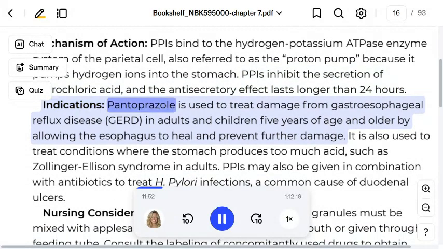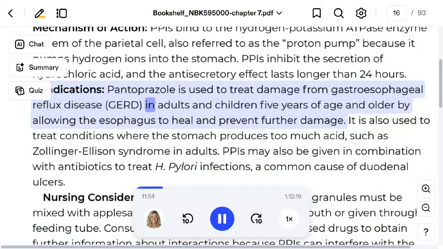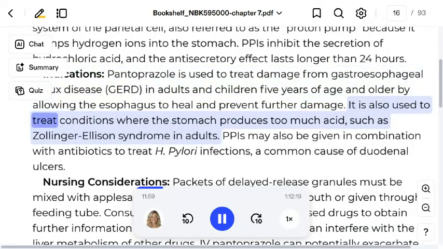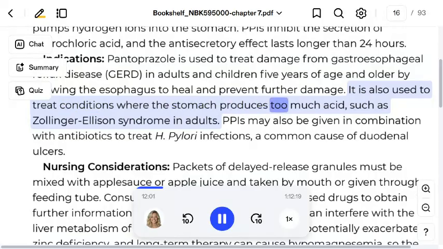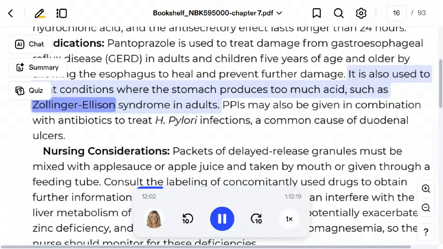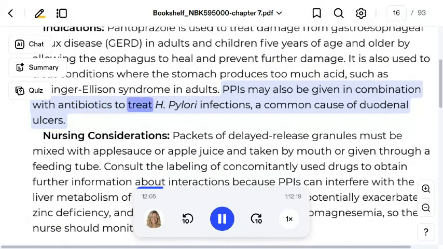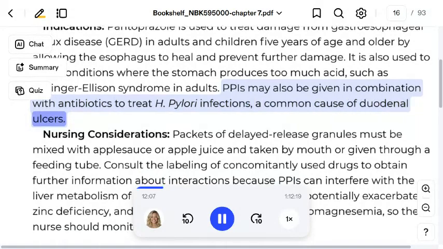Indications: pantoprazole is used to treat damage from gastroesophageal reflux disease in adults and children 5 years of age and older by allowing the esophagus to heal and prevent further damage. It is also used to treat conditions where the stomach produces too much acid, such as Zollinger-Ellison syndrome in adults. PPIs may also be given in combination with antibiotics to treat H. pylori infections, a common cause of duodenal ulcers.